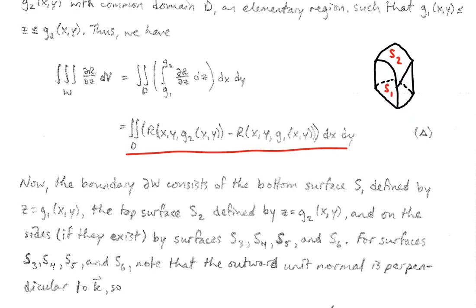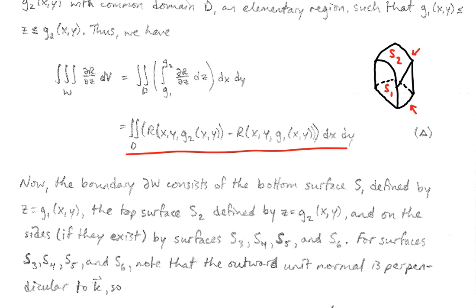Now, the boundary, partial W, could, in the worst possible case, consist of the bottom surface, S1. That's your surface here. That's bounded on two sides by solid black lines and on the other two sides by dashed black lines. This bottom surface has some equation, g1 of x comma y.